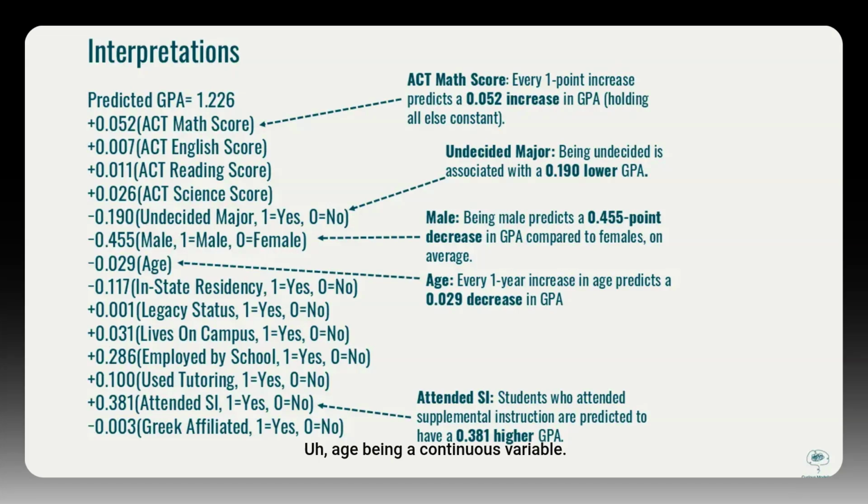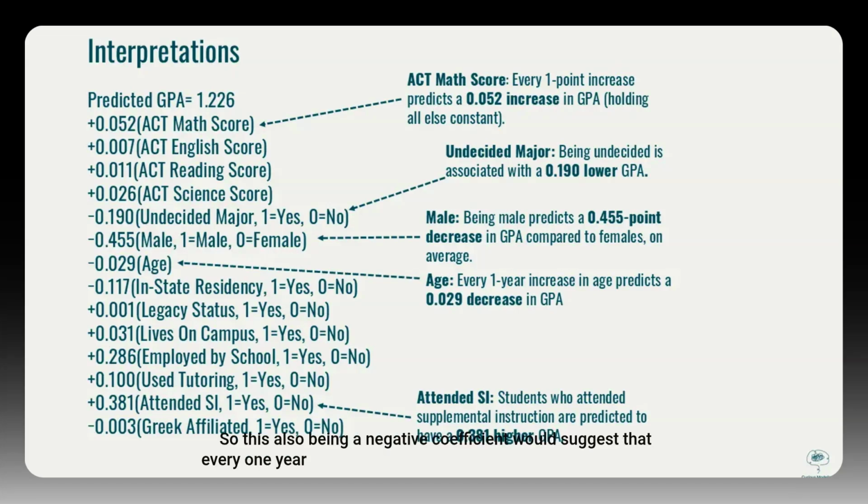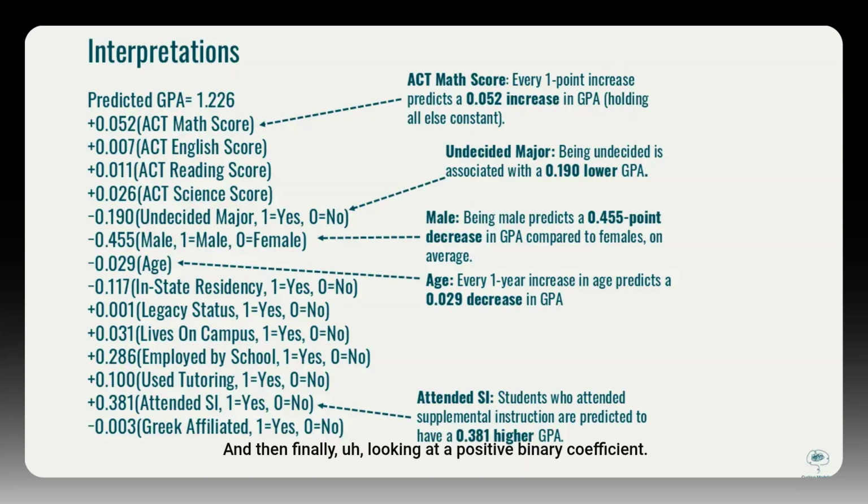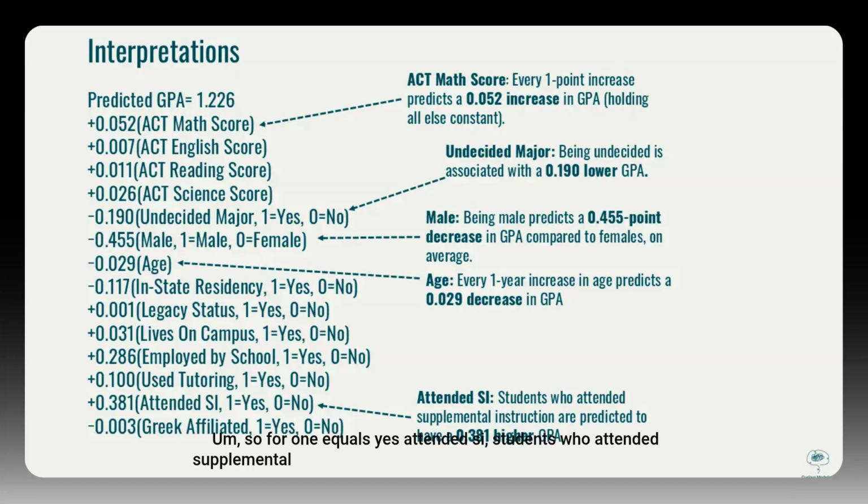Age being a continuous variable, also with a negative coefficient, would suggest that every 1 year increase in age predicts a 0.029 decrease in GPA. And then finally, looking at a positive binary coefficient. So for 1 equals yes, attended SI, students who attended supplemental instruction are predicted to have a 0.381 higher GPA. That's how we interpret these.